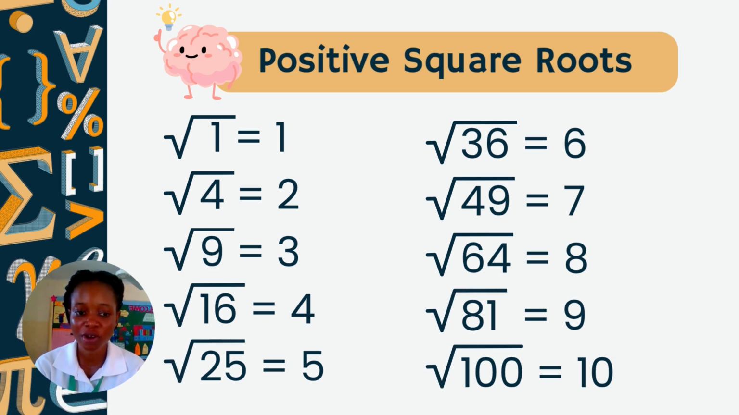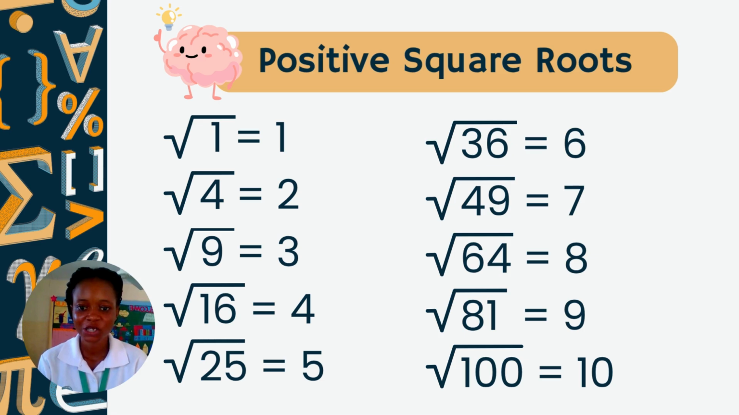So here are some positive square roots listed. We have the square root of 1 is 1, square root of 4 is 2, square root of 9 is 3, square root of 16 is 4, square root of 25 is 5, square root of 36 is 6, square root of 49 is 7, square root of 64 is 8, square root of 81 is 9 and square root of 100 is what?